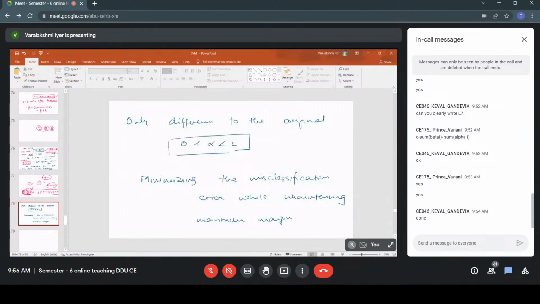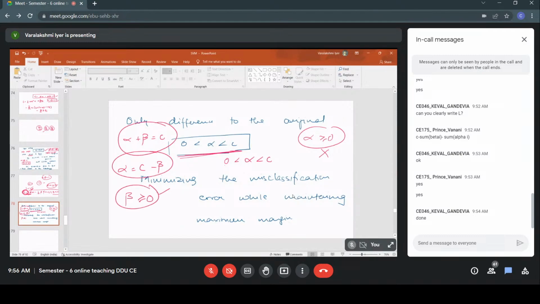That is, in the case of hard margin, alpha i was greater than or equal to 0. There was no upper bound. But in this case, there will be an upper bound. That is, alpha must be greater than 0, but less than C, since alpha plus beta is equal to C. So alpha is equal to C minus beta. And beta is also supposed to be greater than or equal to 0 because beta is a Lagrangian multiplier. So that's why the alpha value will be within this constraint, 0 less than alpha less than C.